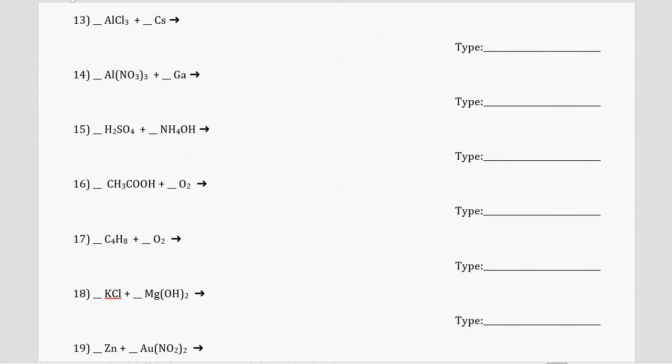So on number 15, what type of reaction is this going to be? Well, you've got H2SO4, you've got NH4OH. One way you can think about it is that you have 2 compounds. So it looks like a double replacement reaction. You also have a compound that leads with a hydrogen and a compound that has an OH on the back. This is an acid-base reaction. So acid-base or double replacement. So double replacement / acid-base.